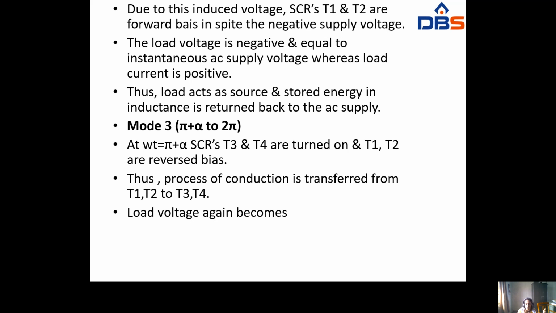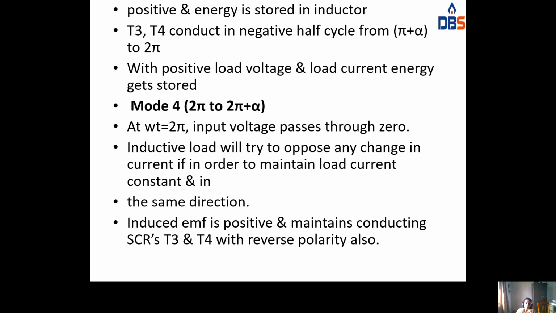Okay. So in mode 3, pi plus alpha to 2 pi. At omega t equal to pi plus alpha, SCRs T3 and T4 are turned on and T1 and T2 are reverse biased. Thus the process of conduction is transferred from T1 and T2 to T3 and T4. So the load voltage again becomes positive and energy is stored in the inductor.